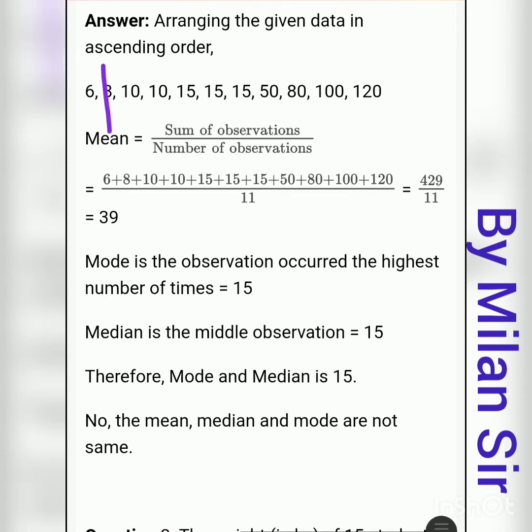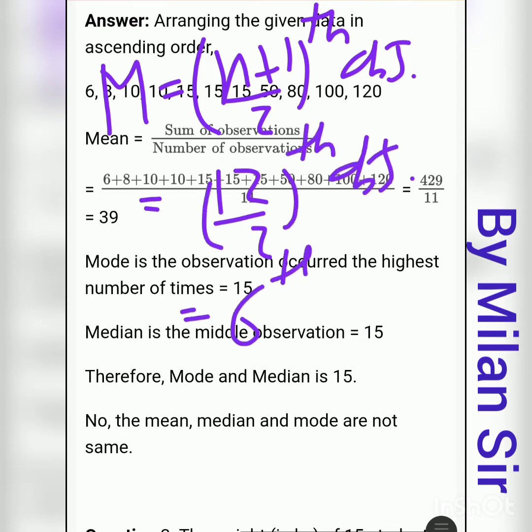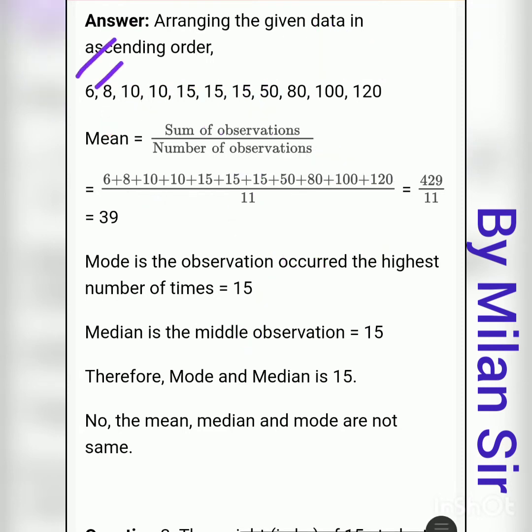We need to use the formula for median, (n plus 1) by 2th observation. Our value of n is 11, 11 plus 1, 12 by 2th observation. 12 by 2 is 6, so the sixth observation, so we count here: 1 2 3 4 5 6. At the 6th position we have the answer 15, so our median is equal to 15.